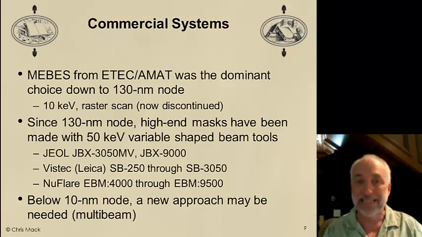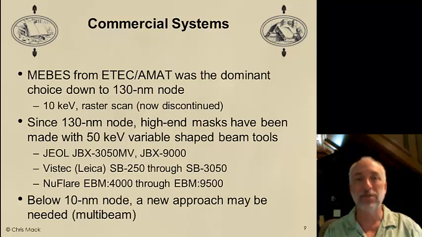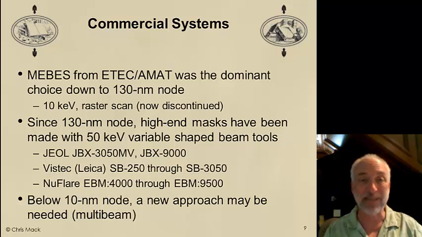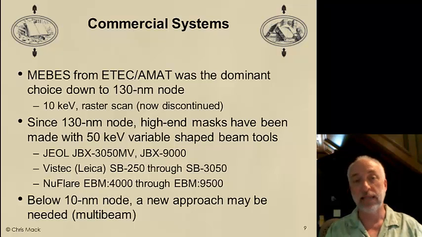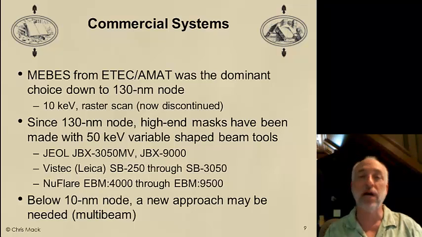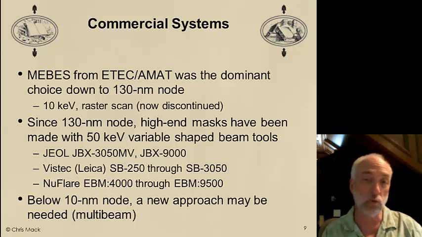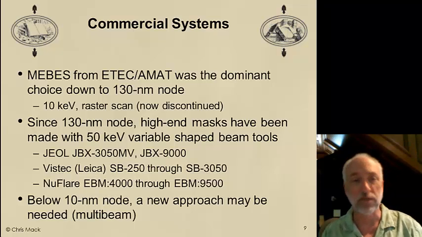But then, when we got down to about the 130 nanometer node, the Gaussian beam raster scan had just too ugly a trade-off between resolution and speed. And since about that time, all of the high-end masks have been made with 50 keV variable shape beam tools. And for that reason, Applied Materials, in fact, discontinued the MEBES line of mask writers, I think in 2005.